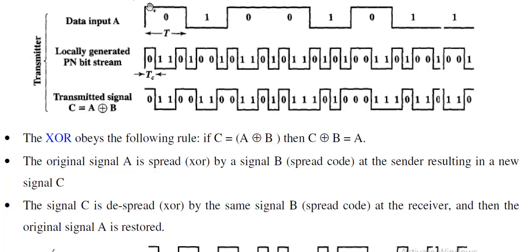Let's say here, for instance, 0 exclusive OR 0 gets 0, and 0 exclusive OR 1 gets 1, and so forth. So as we can see here, this is the simple signal that can be hacked or can be intercepted by an intruder, but with this signal it looks more random, which means more difficult for the intruder to get, or for the jammer to jam.